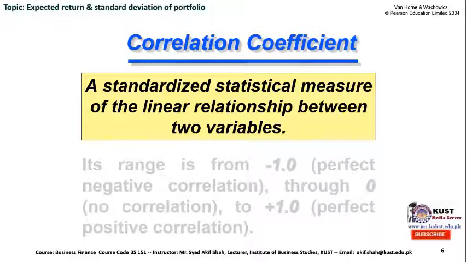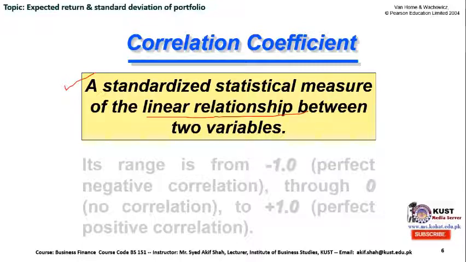Now, what is this correlation coefficient? It is basically a statistical measure and it is of great significance while you are making a portfolio of stock. And overall in research, it makes a significant contribution to explaining the relationship between two variables or more than two variables. How to define it? It is a standardized statistical measure of the linear relationship between two variables.